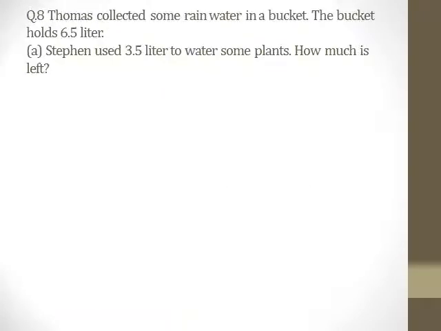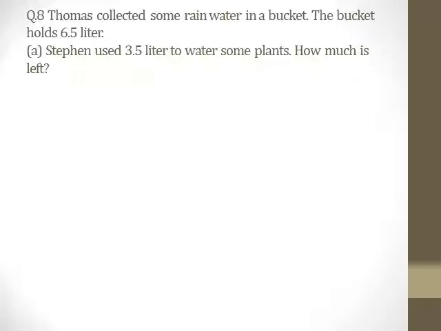And there we have question number 8, and that is saying Thomas collected some rainwater in a bucket and the bucket holds 6.5 liters. So this means the amount of water he collected in the bucket is 6.5 liters. Then part A is saying Stephen used 3.5 liters of water to water some plants, and how much is left? So you have a total amount of water of 6.5 liters, and they are telling you that Stephen used 3.5 liters of water to water some plants. How much is left?